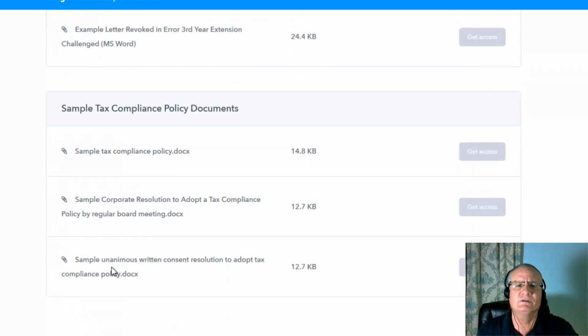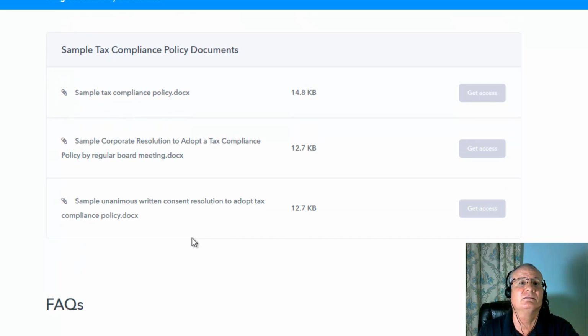Then I have sample tax compliance policy documents. I show you how to adopt a tax compliance policy. Sometimes, and I'm giving you a really big tip here, sometimes that is very helpful in showing reasonable cause. Because preventing this from happening again is very important, and the IRS wants to know what you're doing to prevent this from happening again.